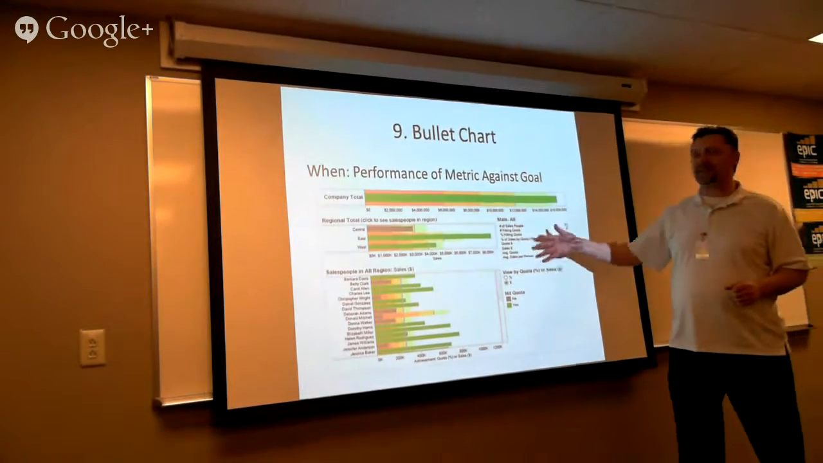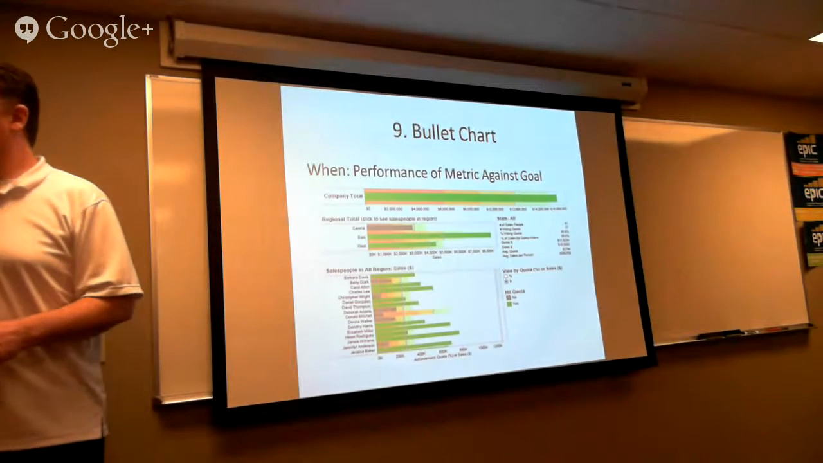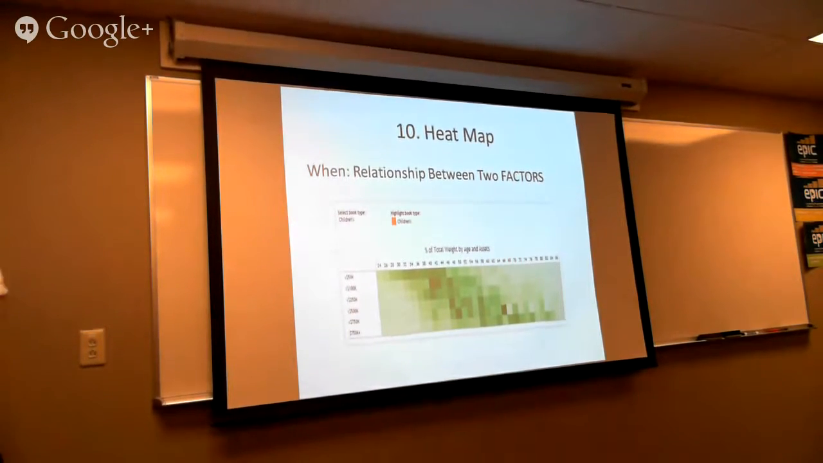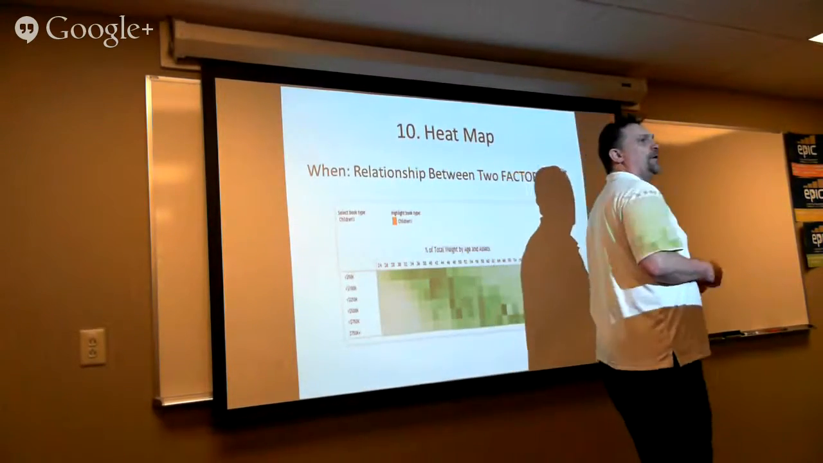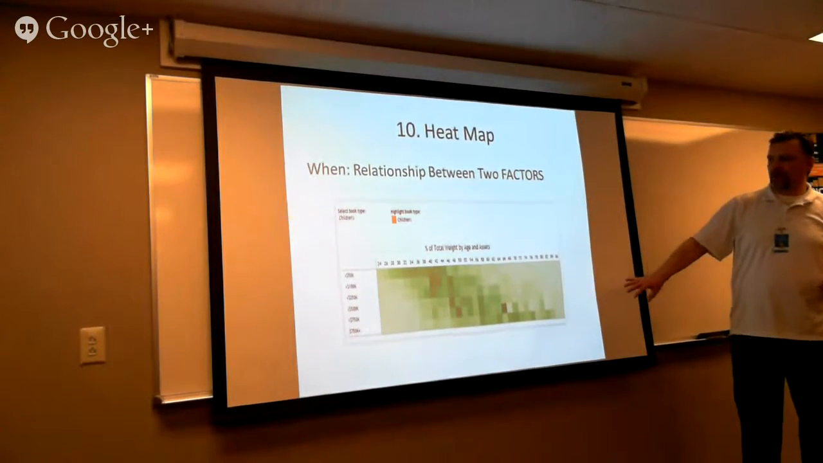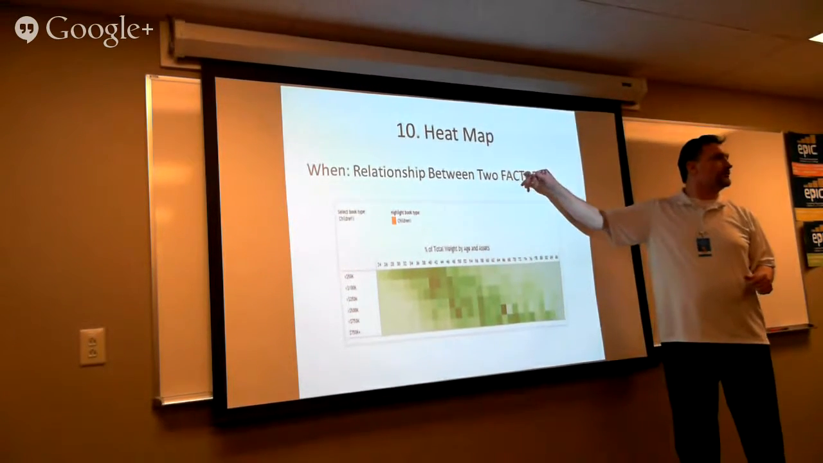So basically, they can do this kind of stuff. I suspect that they included it because it can look nice, but here again is one of those more modern charts, heat maps. And what you try to do here is show the relationship between two factors.